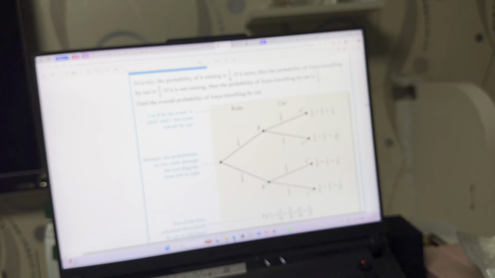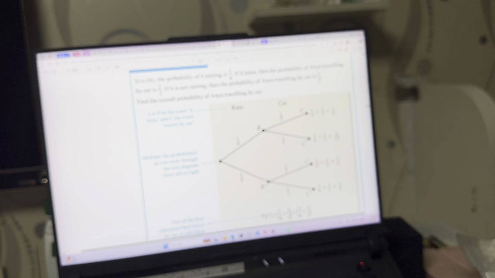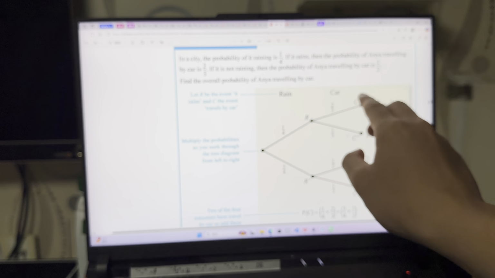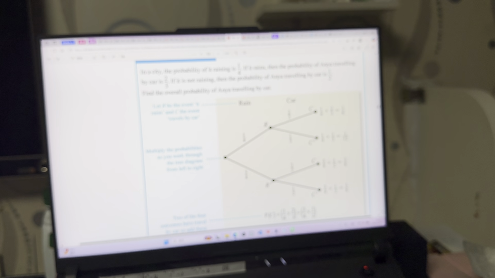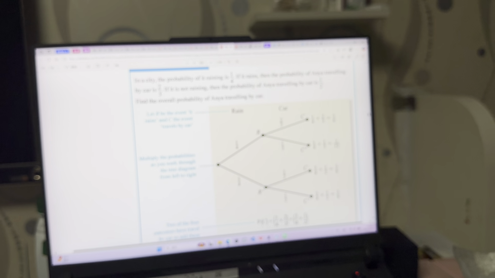Then we just calculate, because rain or not rain doesn't matter here. We only care about if it is C or not C. So we just care about C. So rain with car, 1/6. Not rain, still with car, 3/8. 1/6 plus 3/8, then we can get 13/24.